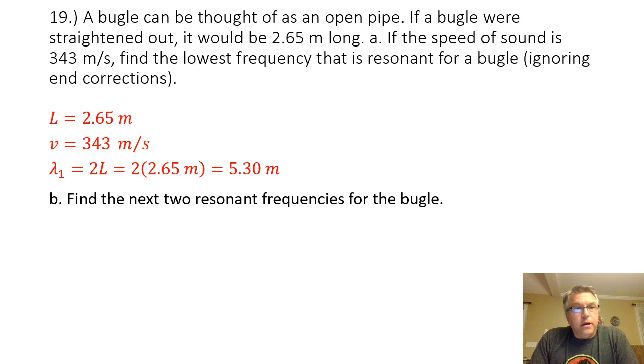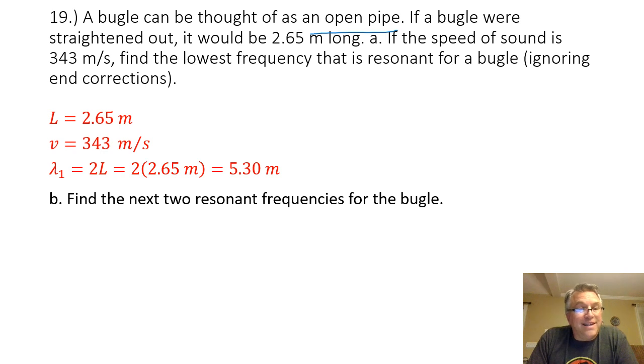Part B of problem 19 asks us to find the next two resonant frequencies for the bugle. So we are looking for the frequency of the second harmonic and of the third harmonic. Remember, because this is an open pipe, we do have odd and even harmonics. In a closed pipe, we only have odd harmonics.